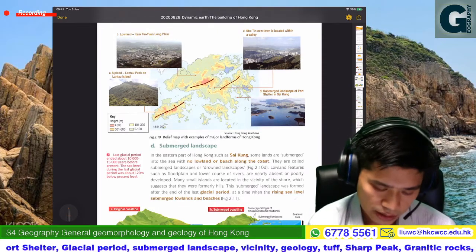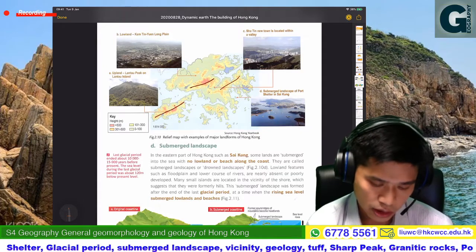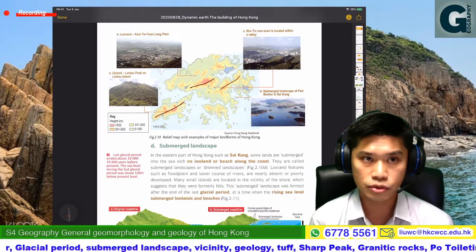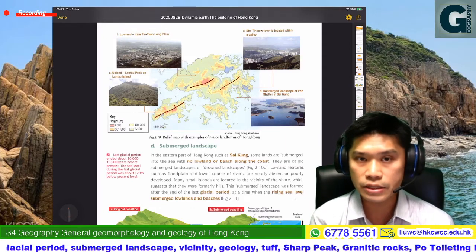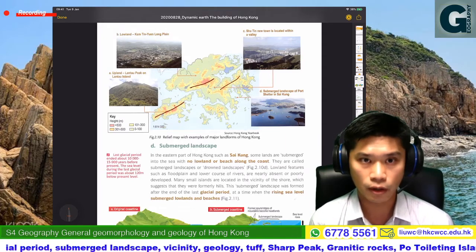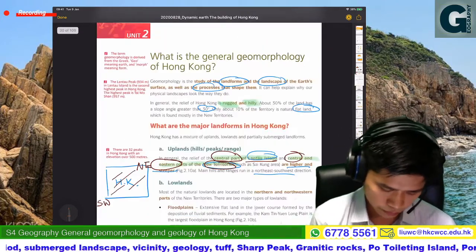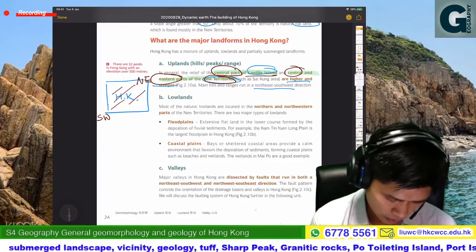So you can see that is a range that extends from the northern Kowloon Peninsula to Sai Kung, to the country part. So therefore, that would be the major upland in Hong Kong. Okay, then next, the lowland.